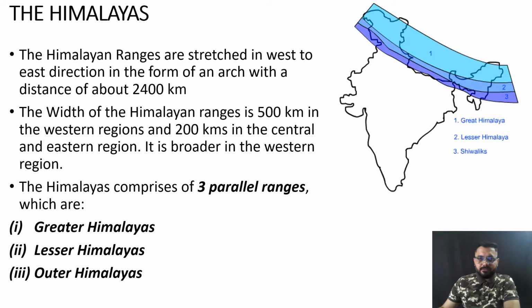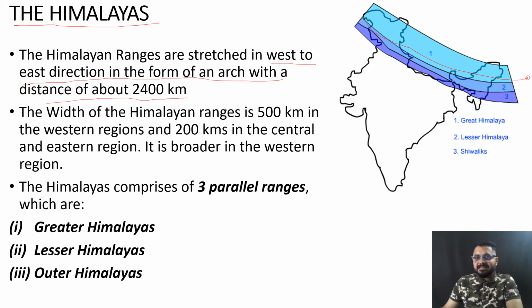Let us now talk about the first landform of India, that is the Great Himalayas. The Himalayan ranges are stretched in a west to east direction in the form of an arc with a distance of about 2,400 kilometers. So here there are three points that you need to remember. One is the direction in which they are moving. They are moving from the western side towards the eastern side of India.